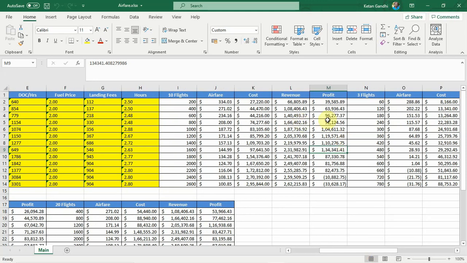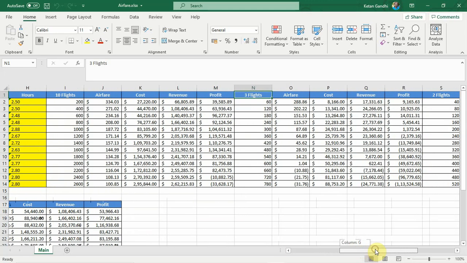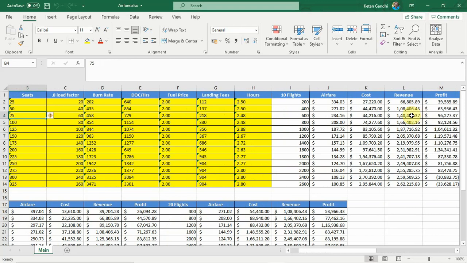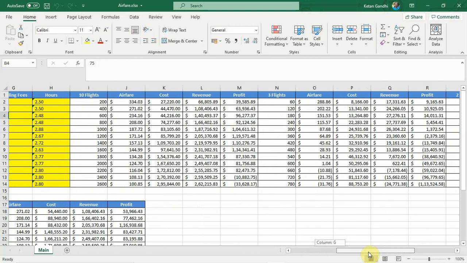Similarly with the 3 flights per day, you can analyze the same way. And here if you look at the 3 flights per day profit, the highest is 140,113. If you look at all the columns, that is the profit generated by this particular aircraft size. Let's see the aircraft size. Aircraft size is 75 seater. The 75 seater is the most profitable for the airline.